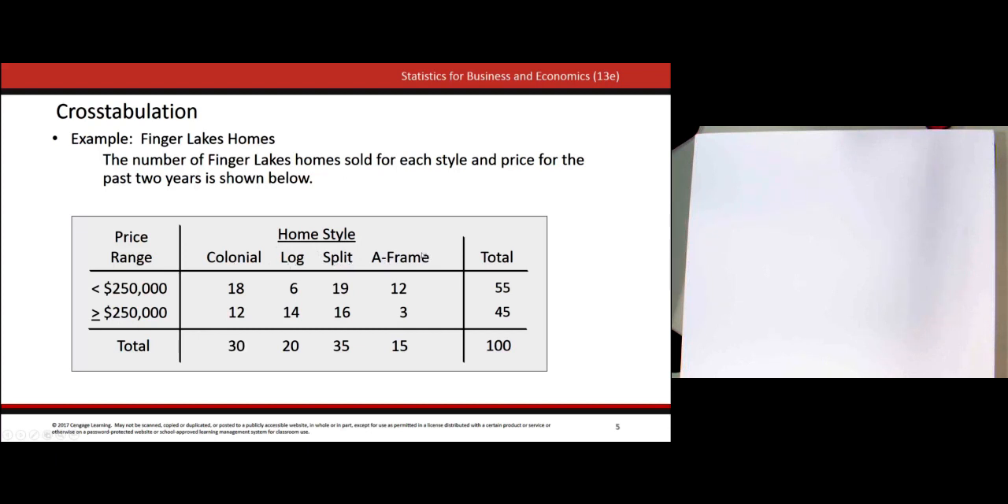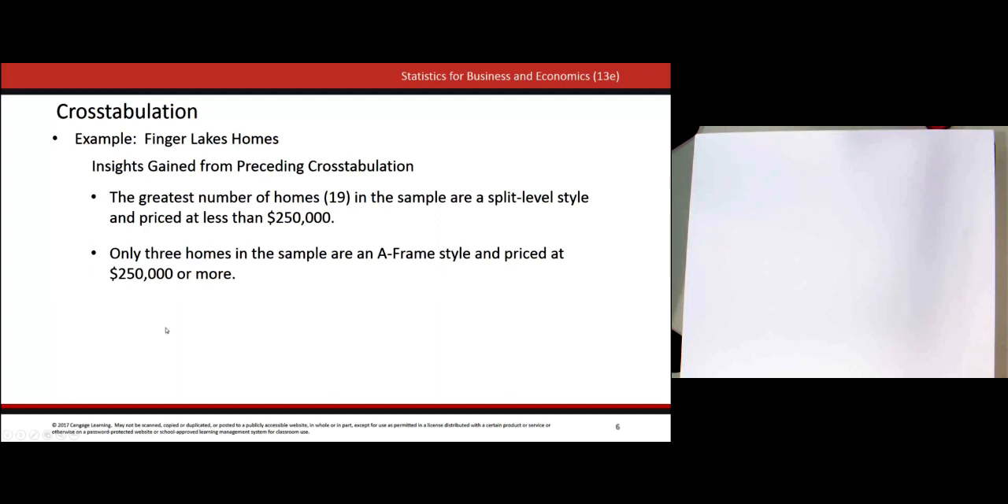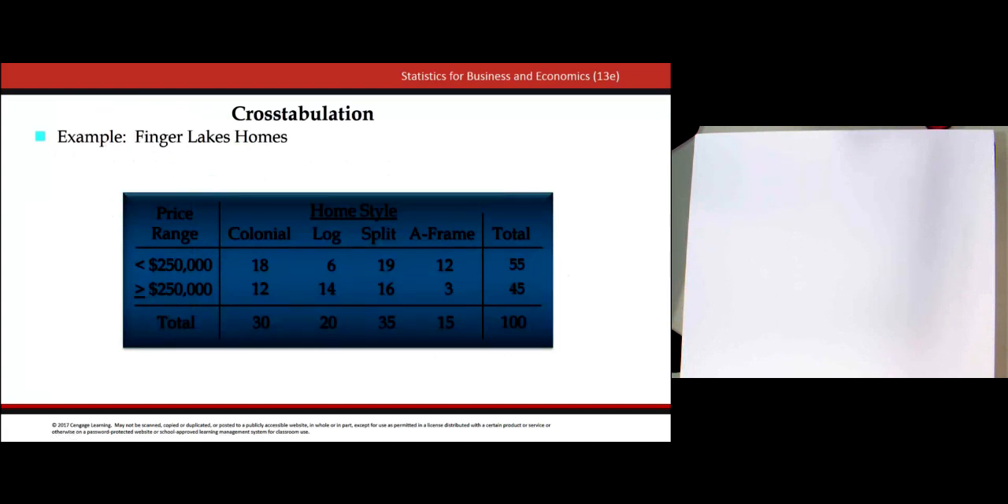And what are the insights we gain from this cross-tabulation? Such as we have only three A-frame homes larger than or equal to $250,000. The largest number of homes sold is split style, 35 homes in total. In total we have 100 homes, 55% less than $250,000 and 45% larger than or equal to $250,000. These are the insights we gain from the cross-tabulation.